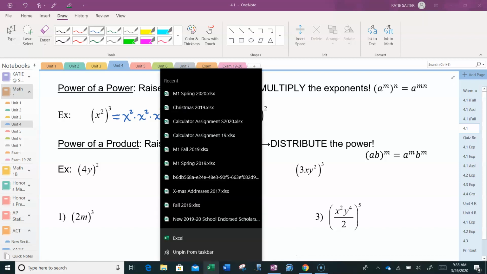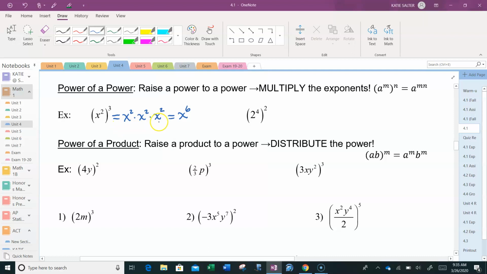But to be able to skip that step and not have to do this expanded form, we just learned the rule that when we raise a power to a power, we multiply the exponents. 2 times 3 is 6. So let's look at this one. This one would have been 4 times 2 is 8. And then we would have evaluated 2 to the 8th power to be 256.